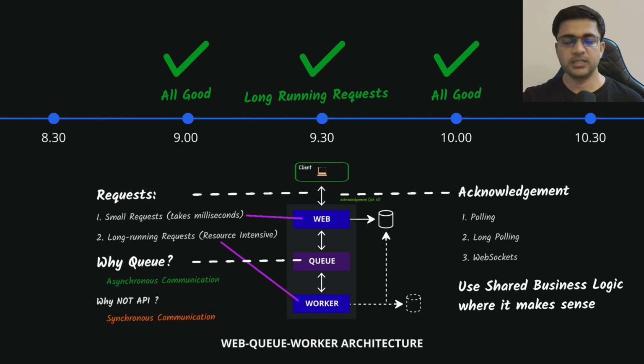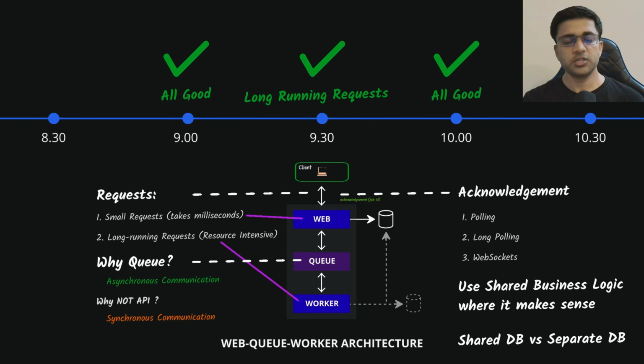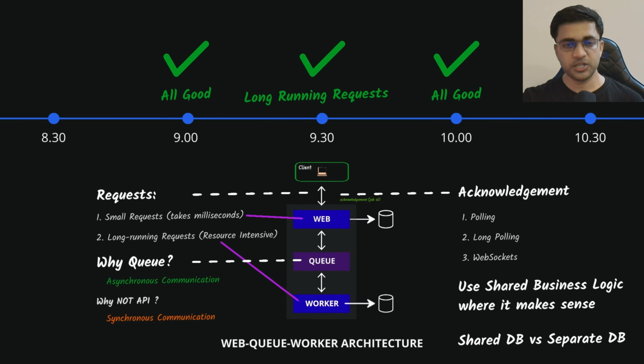The next concern is the database. Should both hosts use the same database or should they use different databases? In most cases, you may start with the same database. It is simpler, has less overhead, and makes reuse easier. But in some advanced scenarios, different databases may make more sense, especially when the worker is running database intensive jobs.